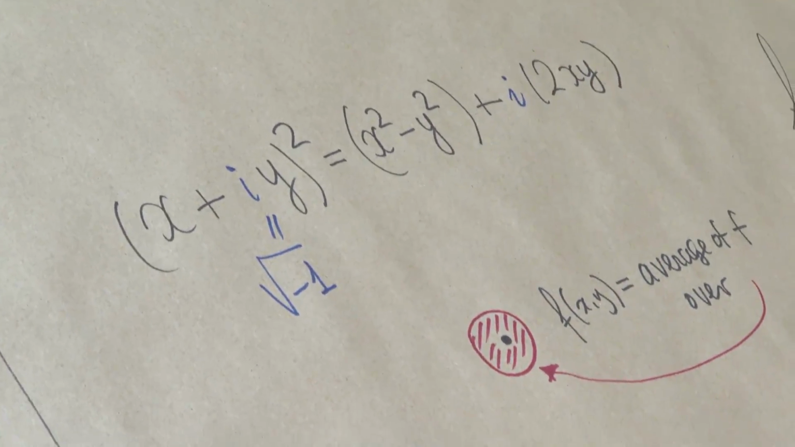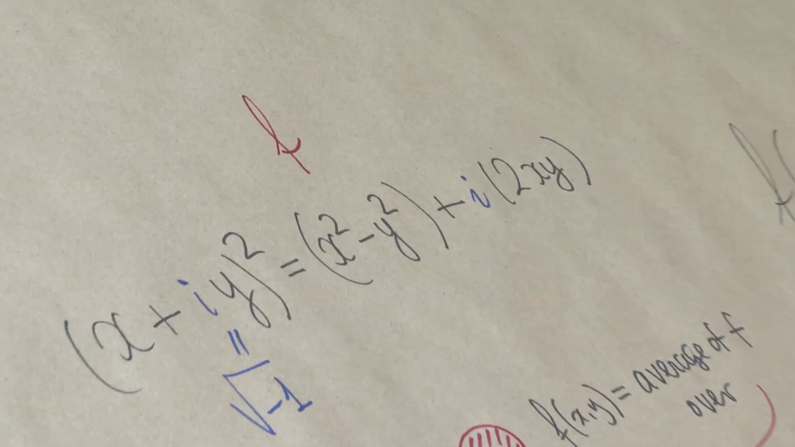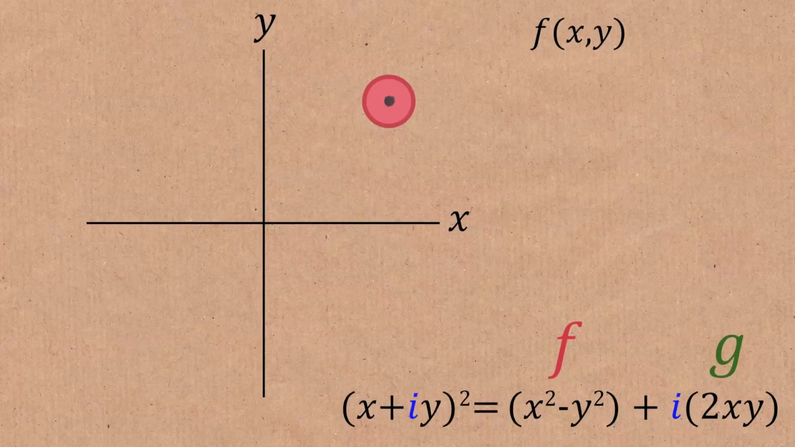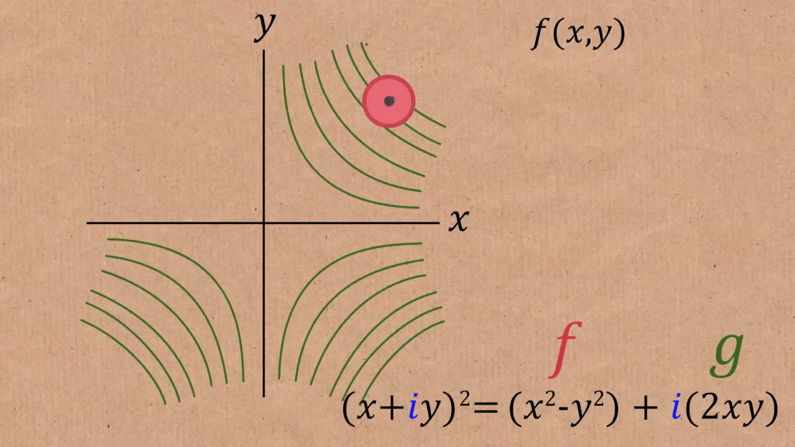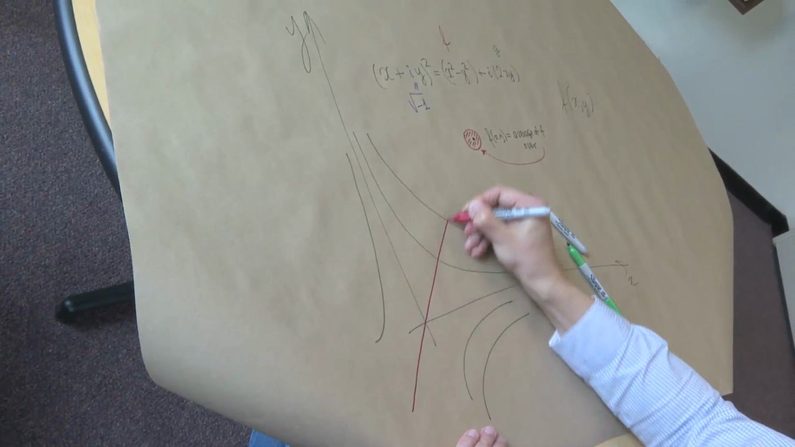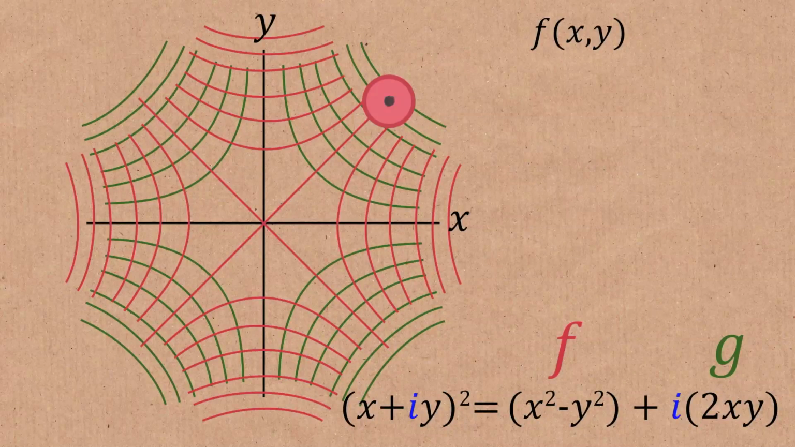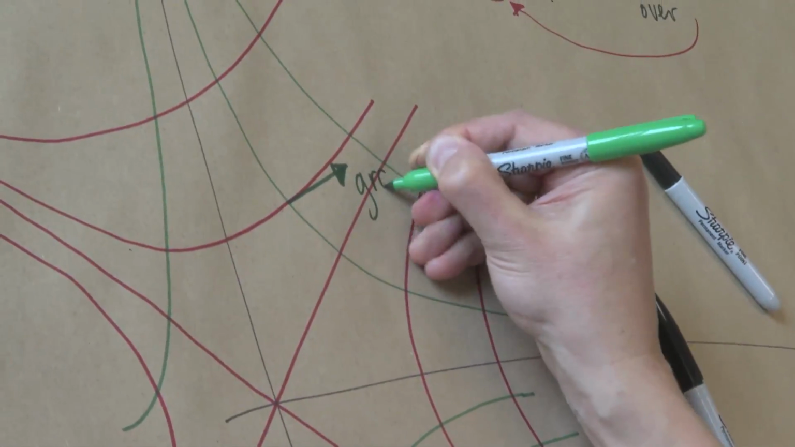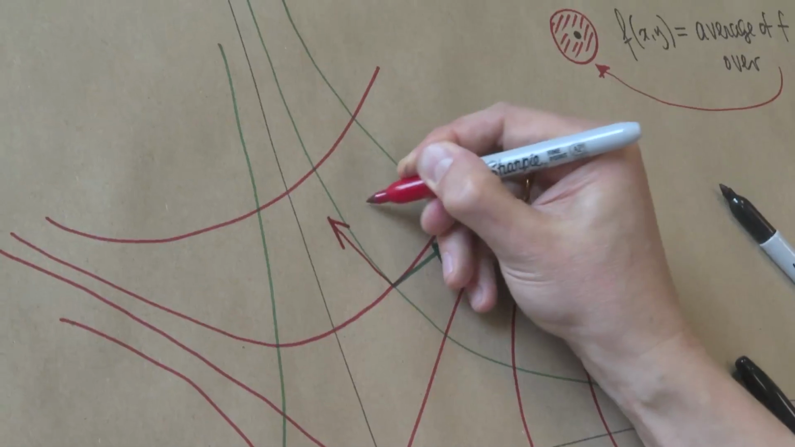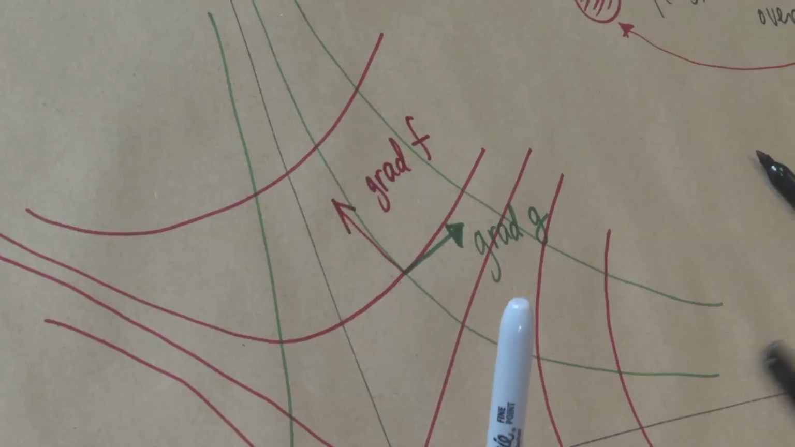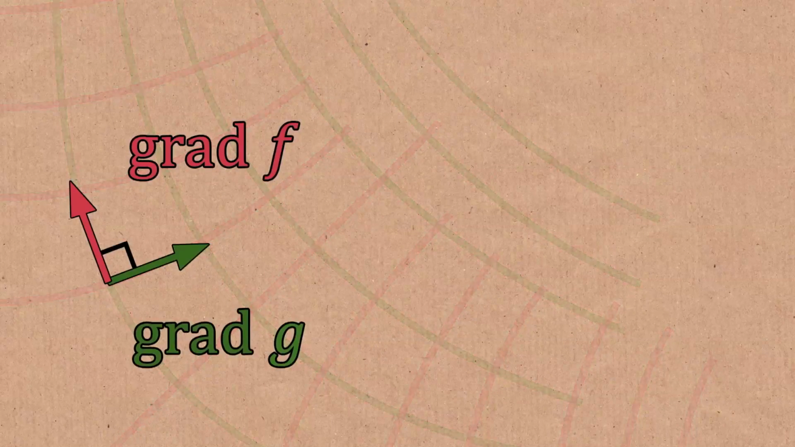This is my function f, and this is my function g. What are the level sets of g? They're hyperbolas like that. This is where xy equals a constant. And what are the level sets of f? They go exactly perpendicular. If I look at the gradient, which goes perpendicular to the level set, maybe this is the gradient of g, and this is the gradient of f. I messed up; they're supposed to be exactly the same size, and they're perpendicular.